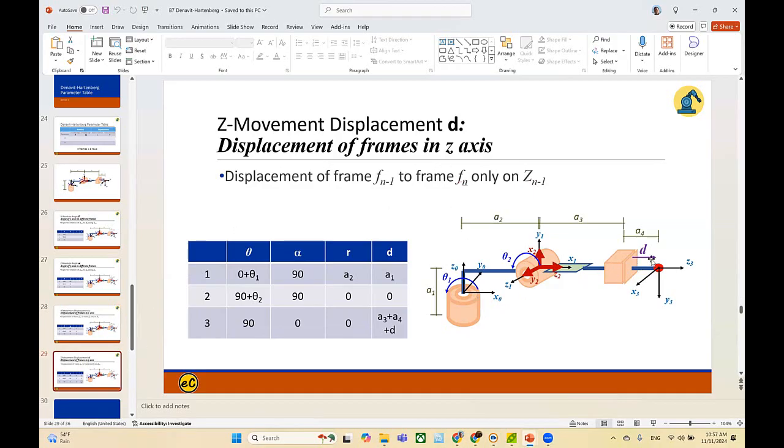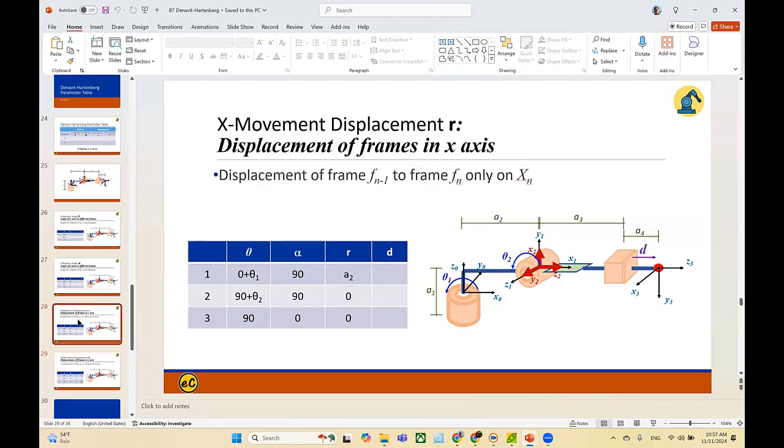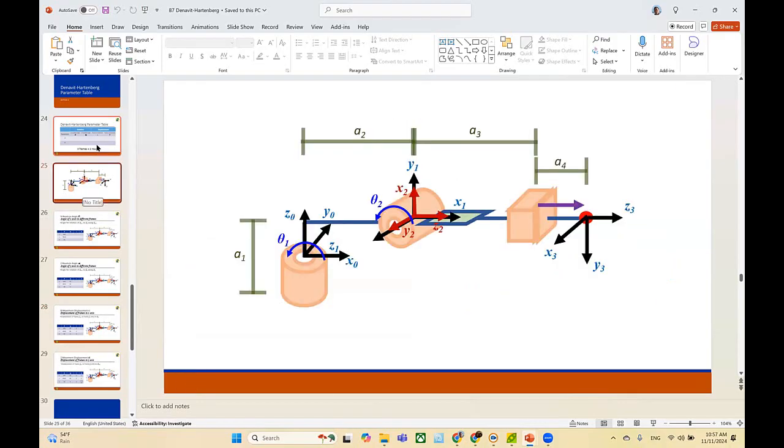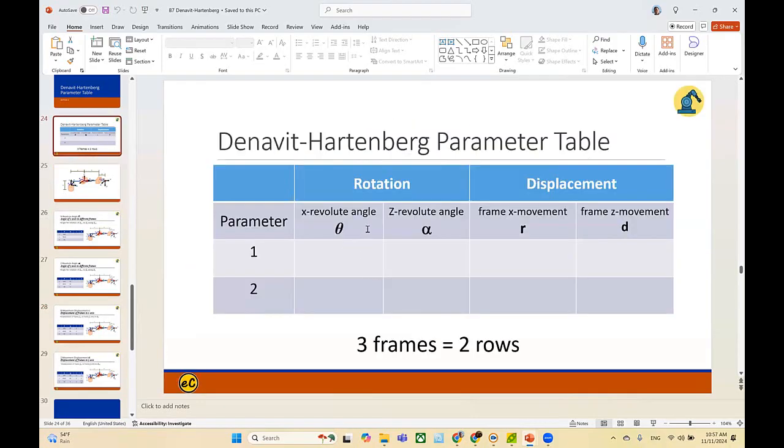D is a fixed size. I'm sorry, I'm opposite. R is the fixed size. D is the extendable part. So these four parameters are one fixed rotational angle, one fixed angle, one displacement extension, and one fixed extension.